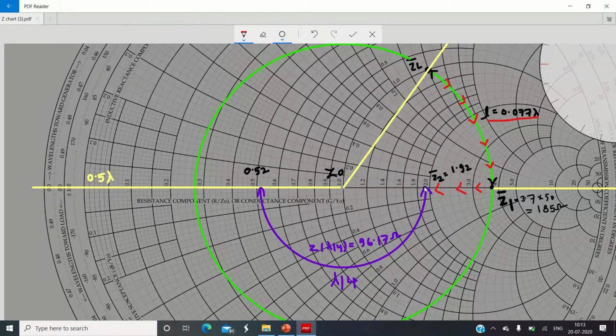At this particular point, when we reached over here, we inserted a transmission line of length lambda by 4 from point 25 on the right hand side. It will bring us to 0.5 on the left hand side real axis. So this is a quarter wave transformer, the length of this transmission line we have found out to be lambda by 4, and the characteristic impedance of this transformer is 96.17.